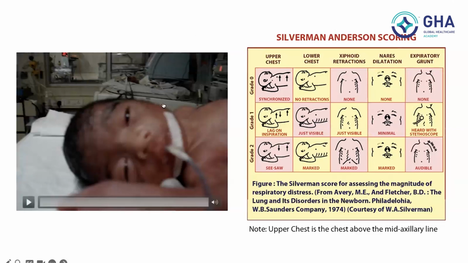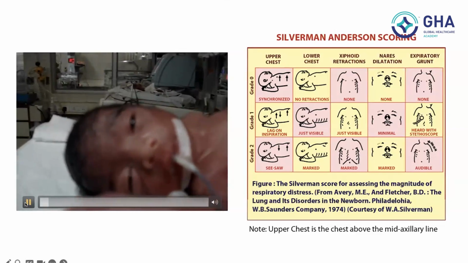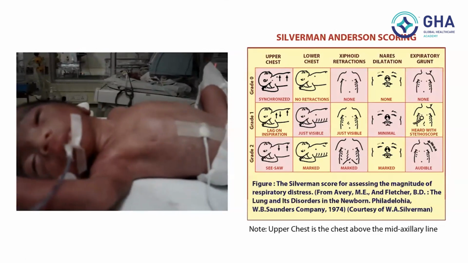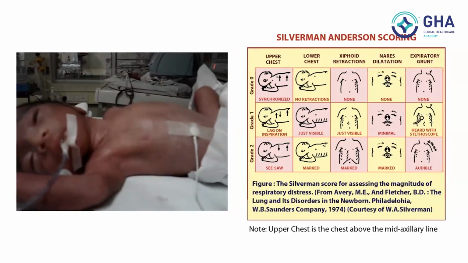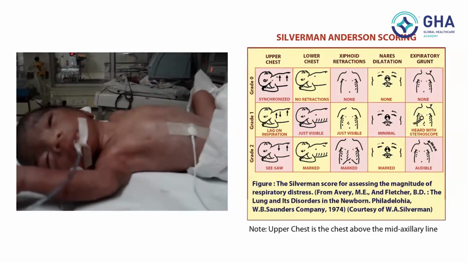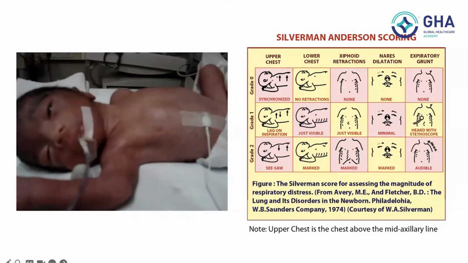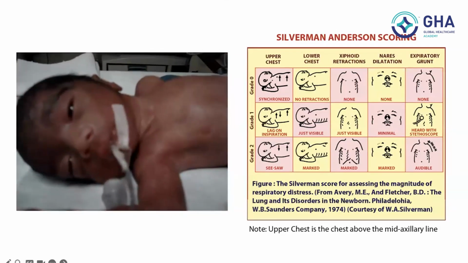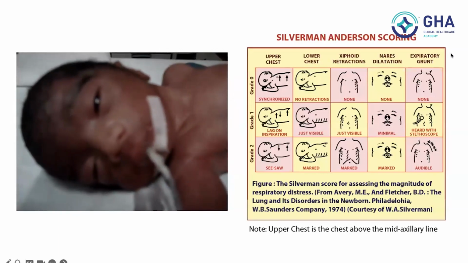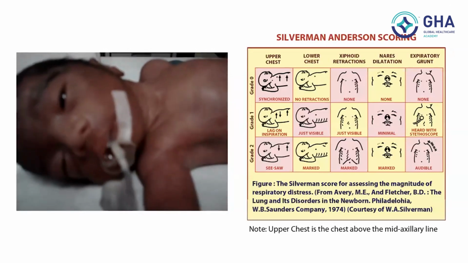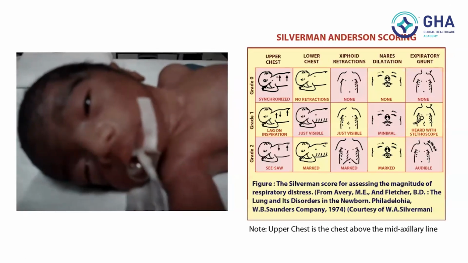So maybe all of you can look at this video and then start putting on the chat box what is the Silverman-Anderson score for this baby. Look at the upper chest, look at the lower chest, look at the sternum, look at nasal flaring and grunting. So maybe all of you can attempt to give the score in the chat box. Upper chest, lower chest, sternum, nasal flaring and grunting.